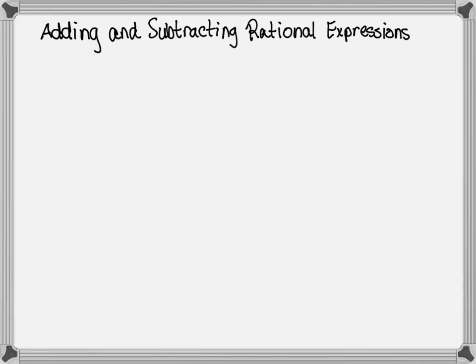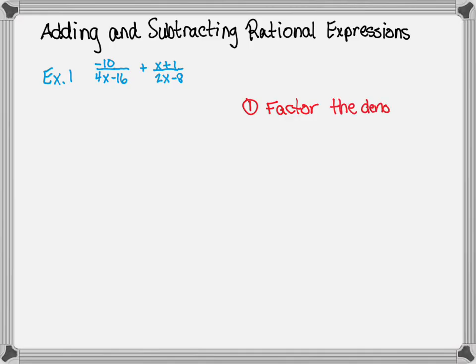Let's look at some examples of adding and subtracting rational expressions. So our first example will be negative 10 over 4x minus 16 plus x plus 1 over 2x minus 8. Our first step will be to factor the denominators.